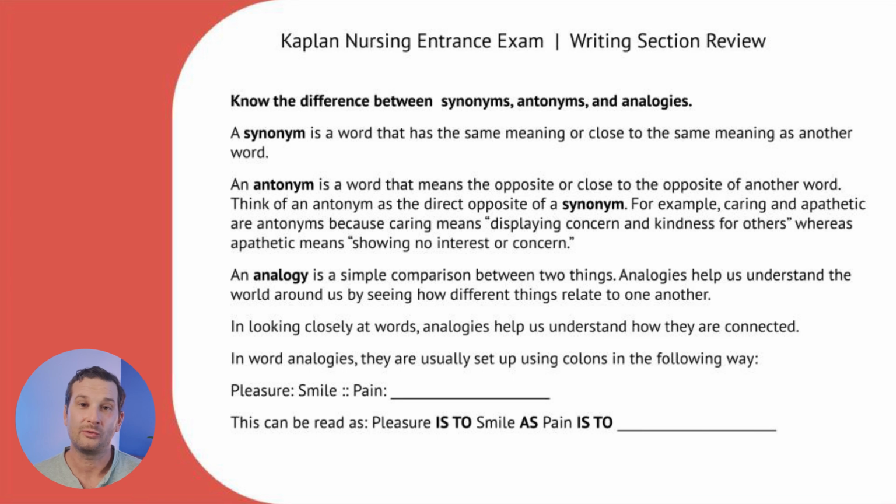Usually it's represented with colons if you're reading it. So say dog, puppy, and cat, kitten. And the way you would read that aloud is a dog is to puppy as a cat is to kitten. Those are analogies. So those are things that might come up on the test. So be familiar with that. Now, that's everything that you'll see on the test.